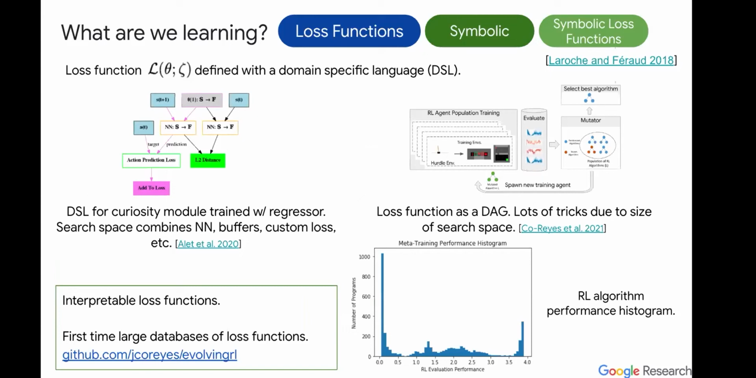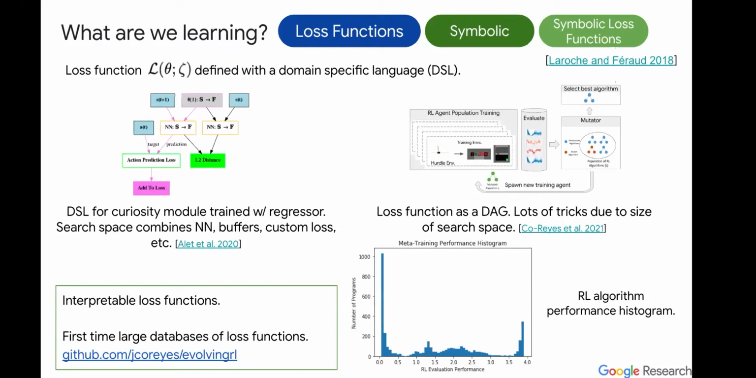Last area is the search function. It's very simple. There's very little work, so there's one example work. But on the symbolic function, the idea here is that basically your loss function is a program. And the nice thing about that is that it's fully interpretable. It's a program. It's a computational graph.